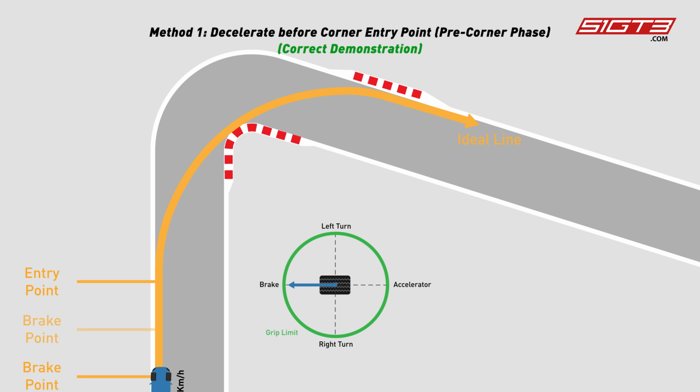Therefore, we should start braking ahead of time, extend the full braking phase and enter the corner at a lower speed, allowing the required grip of the rear tires to overcome the centrifugal force. So then we can avoid oversteer.